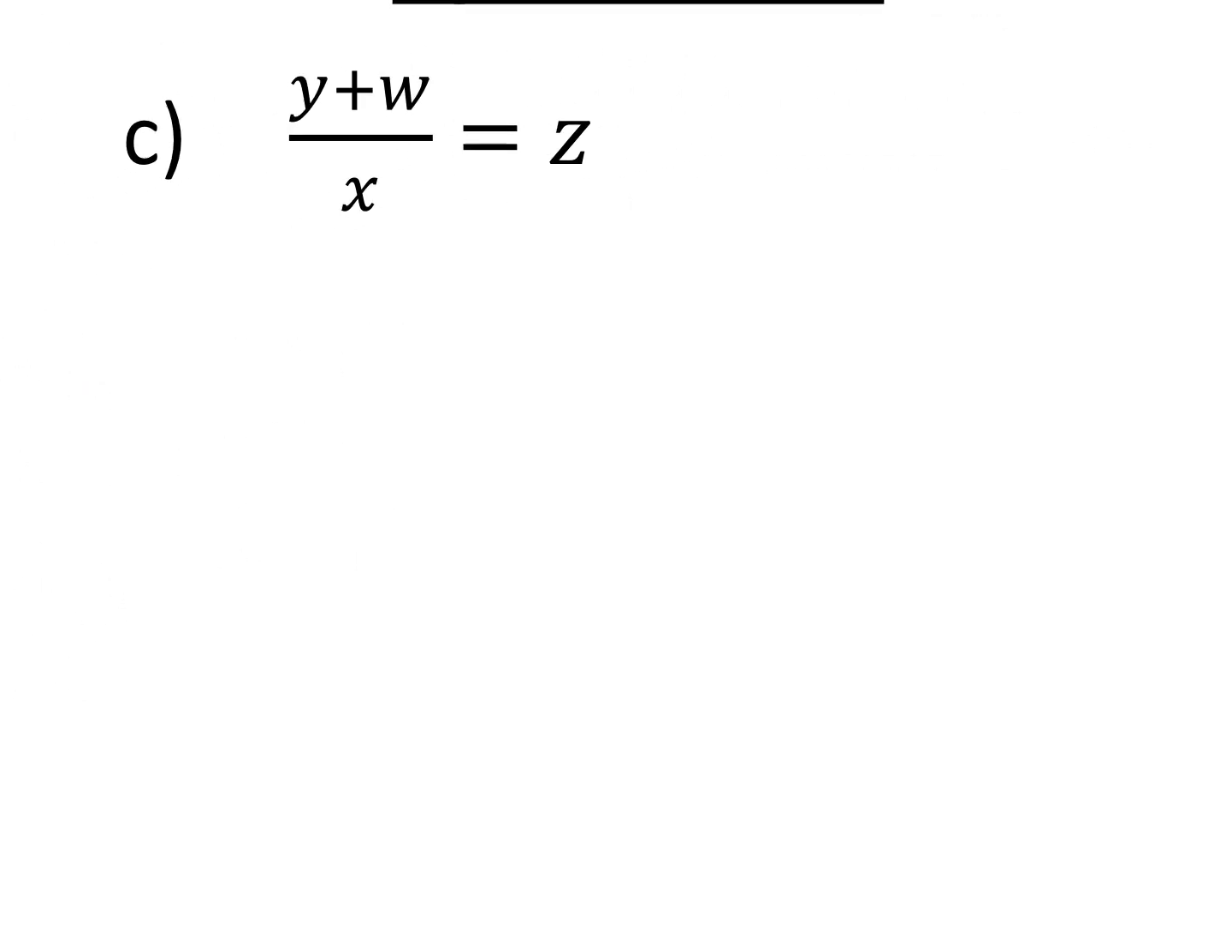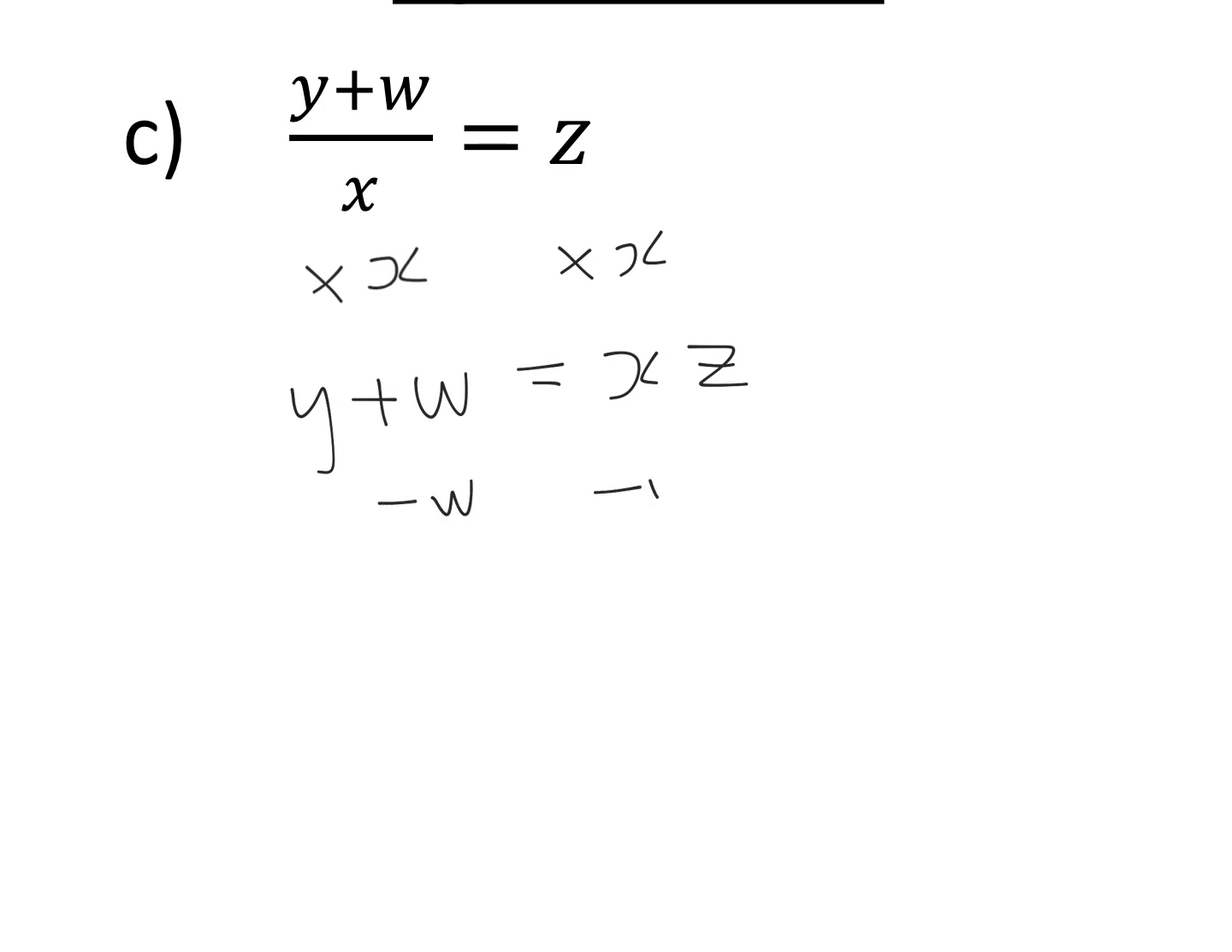First thing we have to deal with here is that division. The full left hand side is divided by x, and because the full left hand side is divided by x, we can multiply both sides by x. We get y plus w, and that equals xz. And then that's quite straightforward now. To get y on its own, you take w off both sides.